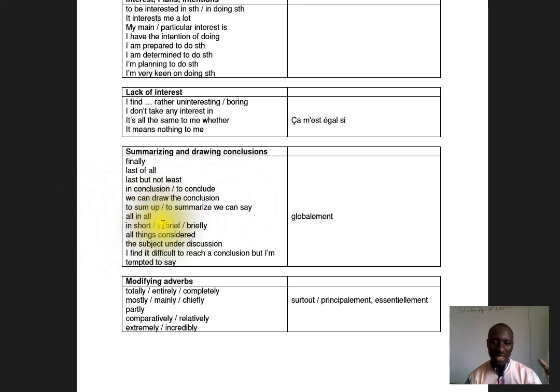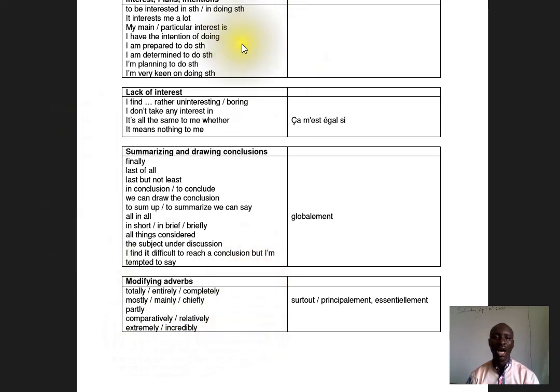All in all means in French globalement. In short, briefly, all things considered, the subject under discussion. I find it difficult to reach a conclusion, but I'm tempted to say. That means you want to conclude something. Okay, let's see some modifying adverbs: totally, entirely, completely, mostly, mainly, chiefly, which mean surtout, principalement, essentiellement; partly, comparatively, relatively, extremely, incredibly.